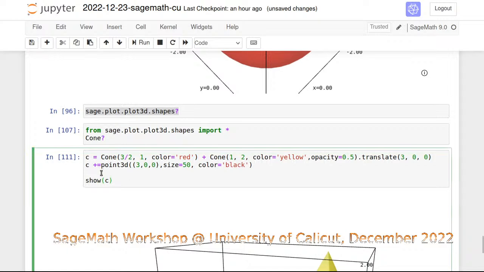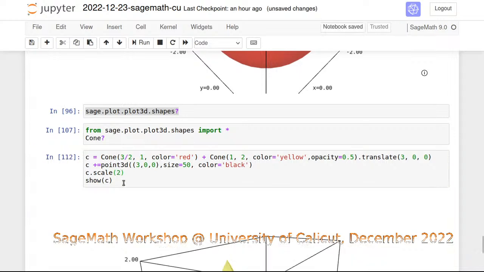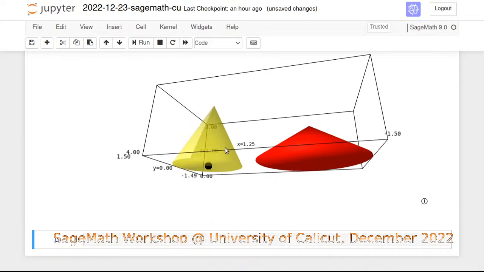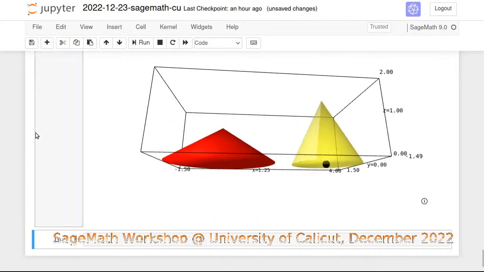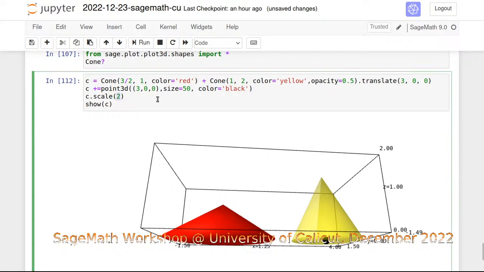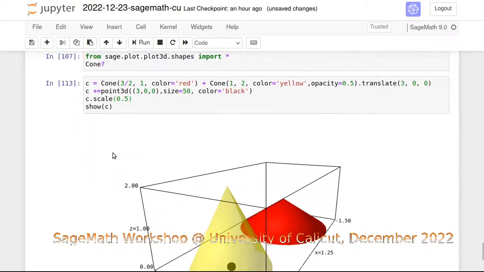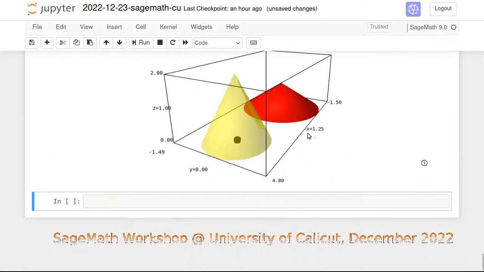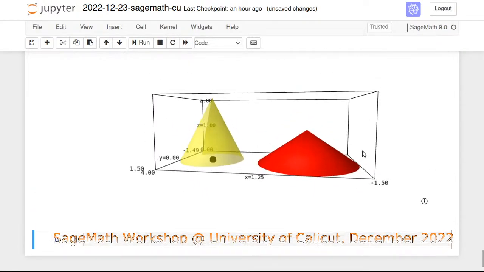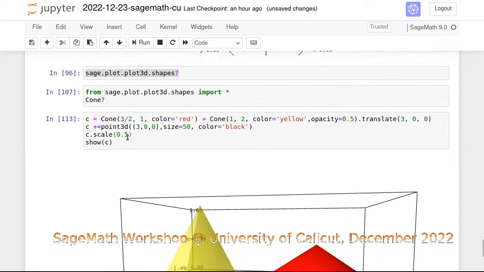You can in fact scale as well. C dot scale. So what will happen if you scale? Scale is actually a common command for all the plots. So if you scale it by, say, twice, is there any effect? I don't see any effect here. Has it become small? I think it has become. Let's see once again, 0.1.